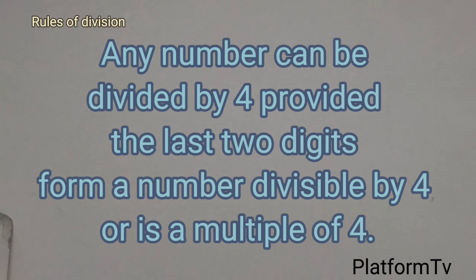So when dividing by 4, what we look out for is the last two digits. Now, if that number is divisible by 4, then the whole number is also divisible by 4. So in our case now, we'll take two examples.